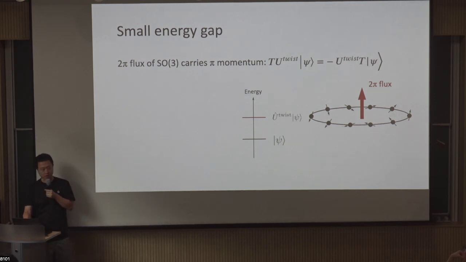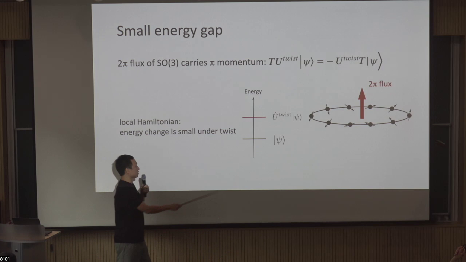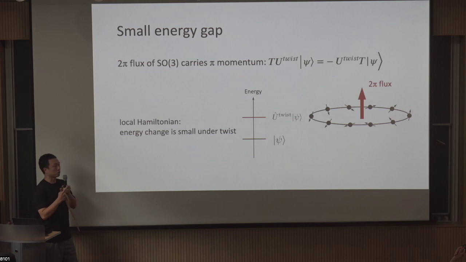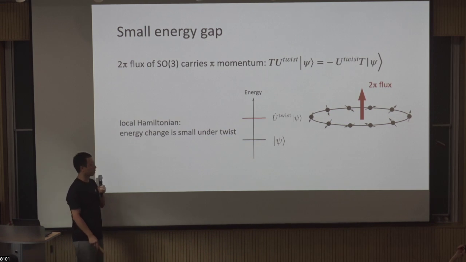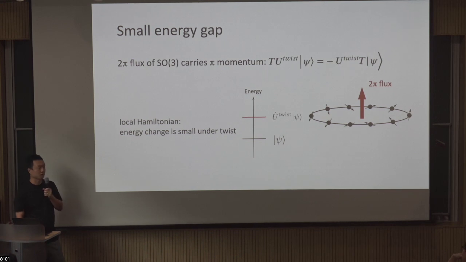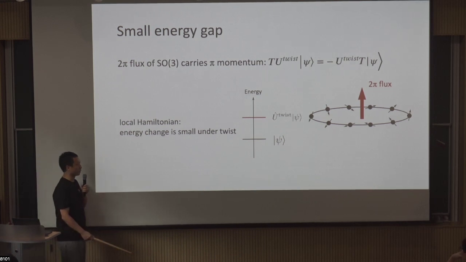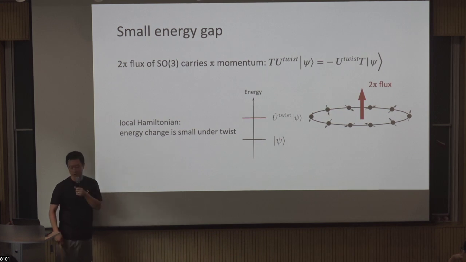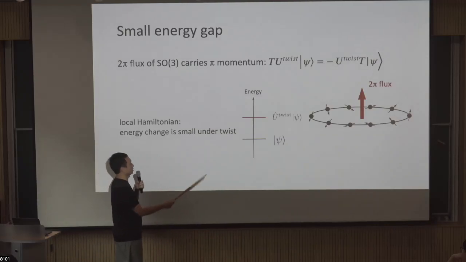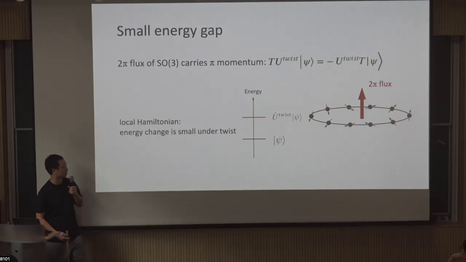But on the other hand, it doesn't change the energy much. For any local Hamiltonian, what this twist operator does is slightly change the angle for the nearest neighbor. For instance, you have a 2π/L angle shift. So let's say you calculate the energy change, that will be 1 minus cosine of 2π/L, which scales like 1/L². And you have L terms, so you get order 1/L for the energy gap between these two states.